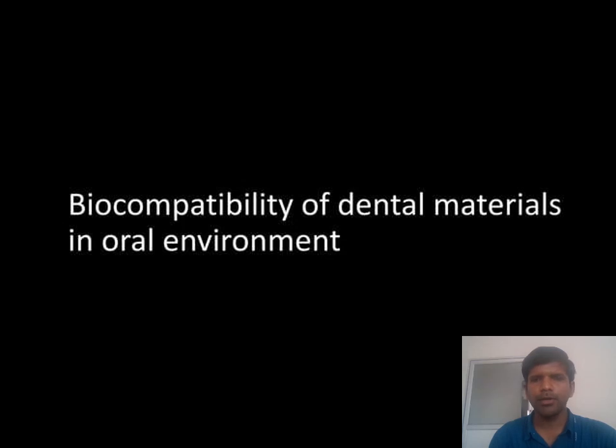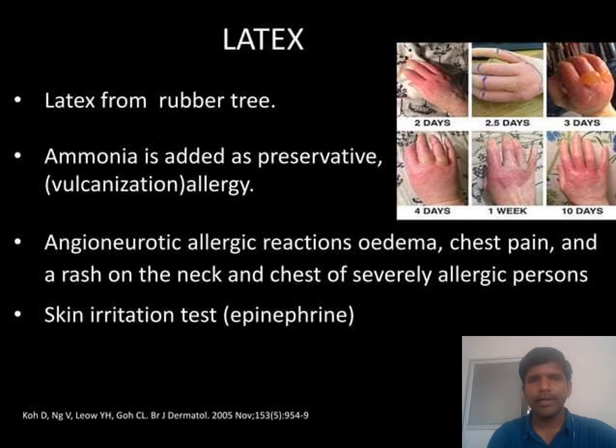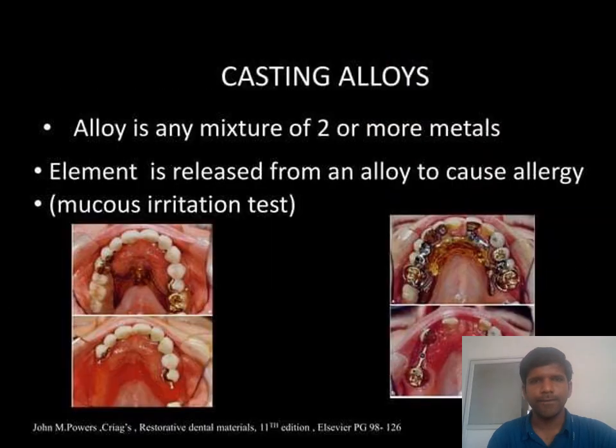Coming to the biocompatibility of dental materials in the oral environment: in latex from the rubber tree, ammonia is added as a preservative, followed by vulcanization. Allergy and angioneurotic allergic reactions such as edema, chest pain, and rash on the neck and chest of severely allergic patients are seen. Skin irritation tests using epinephrine are done.